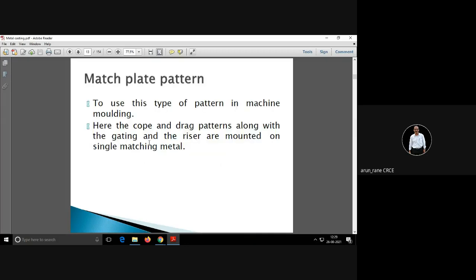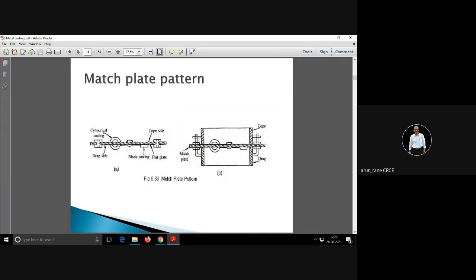Again it is melted. It goes as scrap and again goes to the foundry where it is remelted. Then you have the match plate pattern. So this is what the match plate pattern is, where the patterns have to be matched properly. So the first three are very important from your examination point of view.